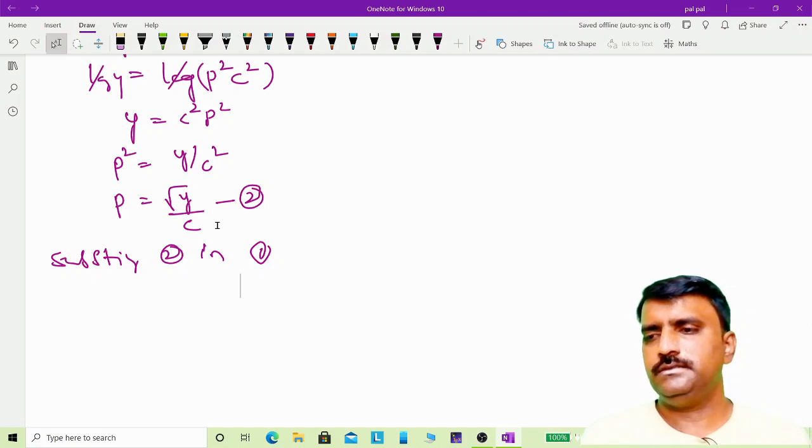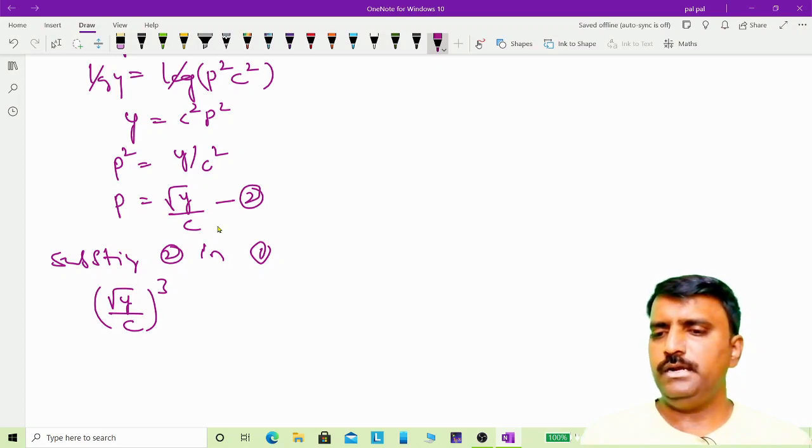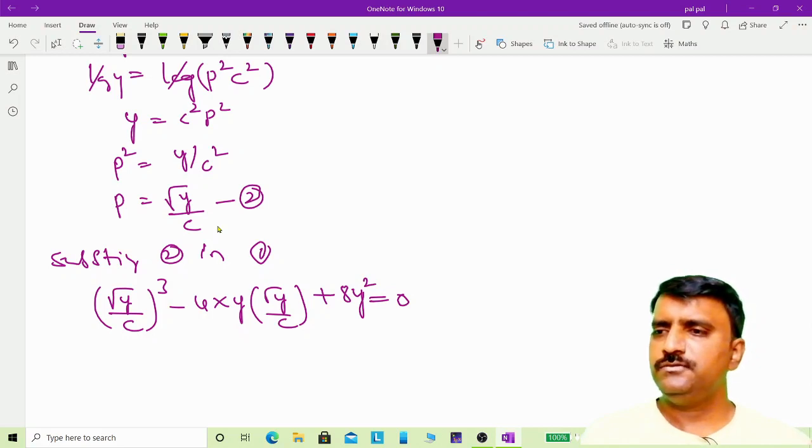So that is p cube. P cube means square root of y by c whole cube, and minus 4xyp, p is square root of y by c, plus 8y square is equal to 0. So now, in other words, you write it as y root y.